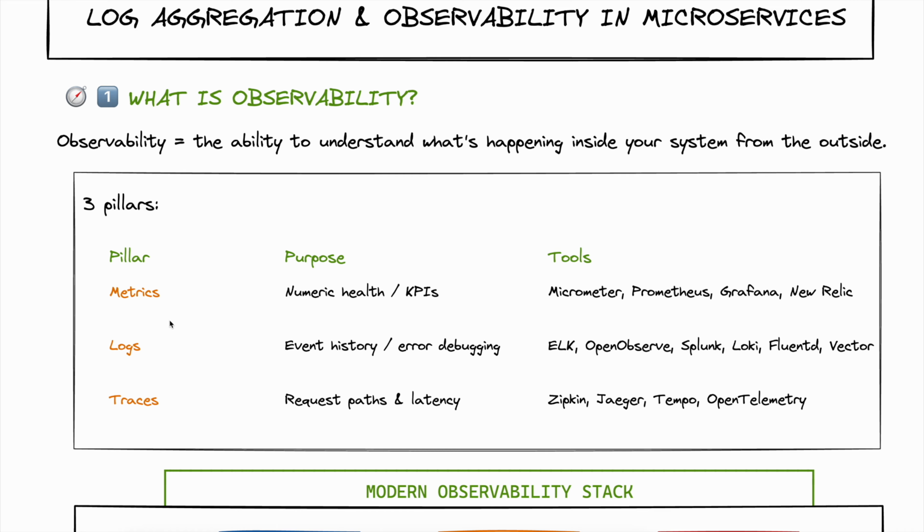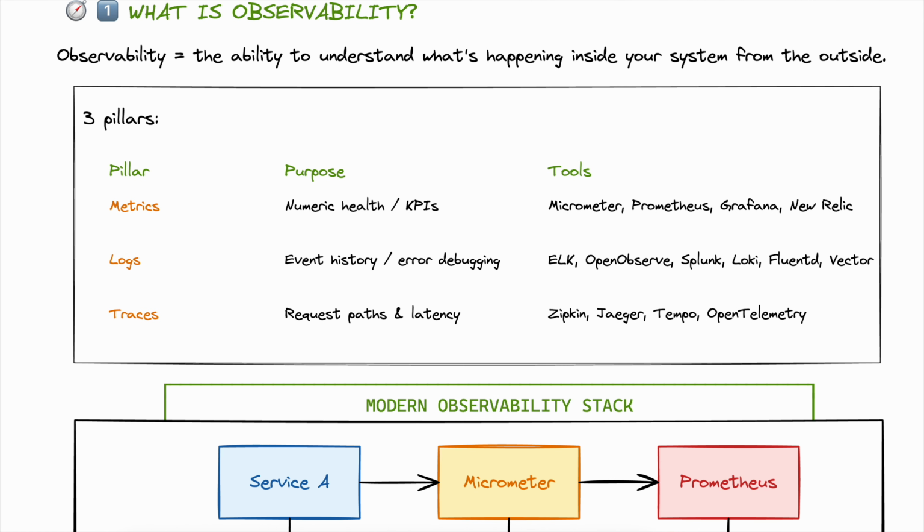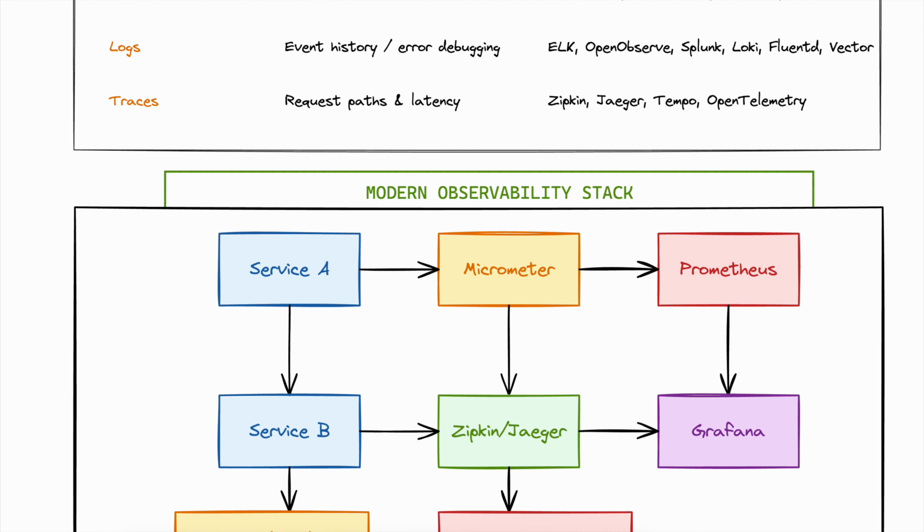So what are the tools that we are using? For the metrics, we are using Micrometer, Prometheus, and Grafana. For logs, we are using the most popular ELK, which is Elasticsearch, Logstash, and Kibana. And for the traces, the popular choices are Zipkin and Jaeger. So let's take a look at the modern observability stack.